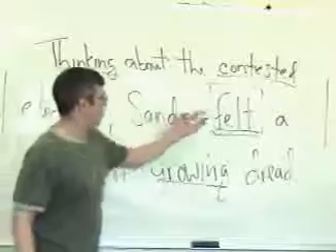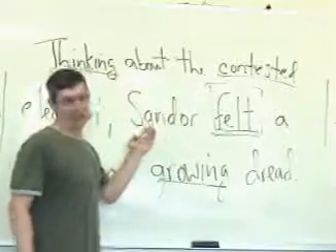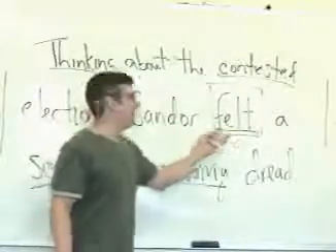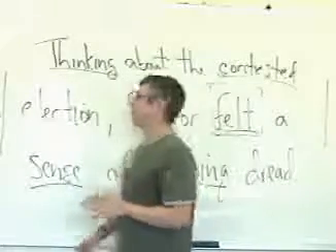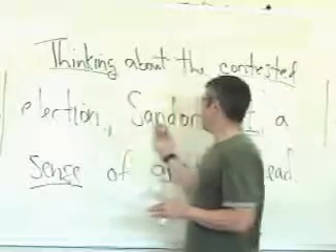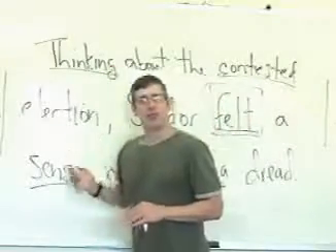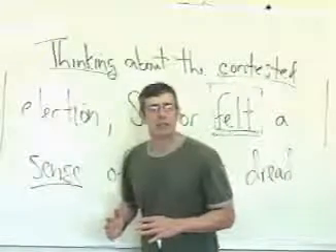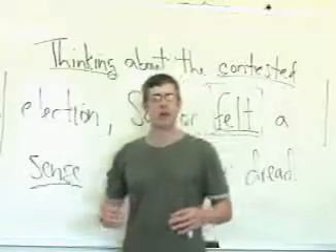So Sandor is the subject of felt. Who did the feeling? Sandor did the feeling. Sandor felt. Now, there are no other subject-verb combinations in this sentence. Well, you might say, well, thinking. Who's doing the thinking? Sandor's doing the thinking. Isn't that a subject-verb combination? But you can't say Sandor thinking. That's not English. What is Sandor doing? Sandor thinking.